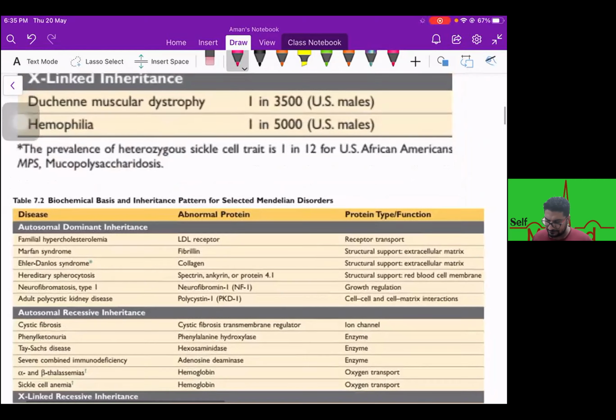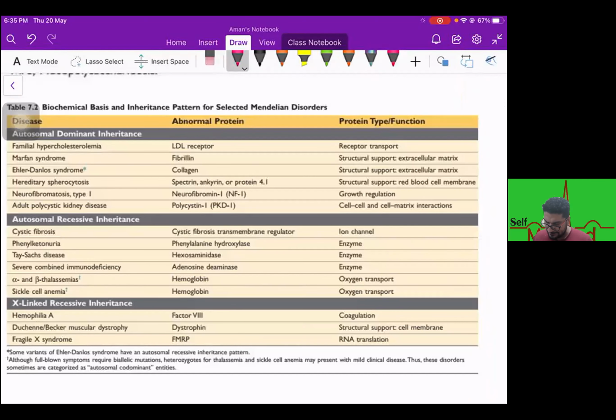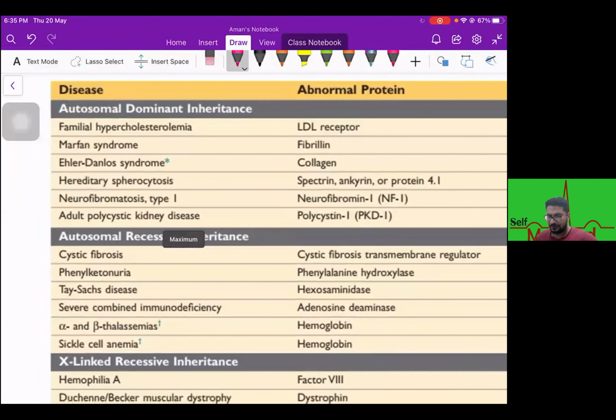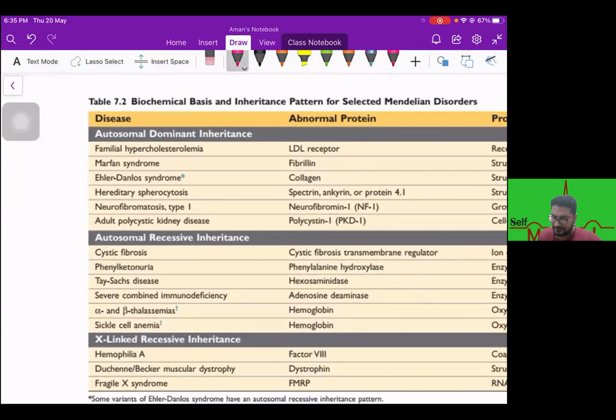Then understand this. Some chromosomes and disorders which I'm talking about. This I already discussed. Familial hypercholesterolemia is an autosomal dominant condition due to LDL receptor mutation. Marfan syndrome, here you will see fibrillin mutation. Ehlers-Danlos, you will see collagen mutation. Hereditary spherocytosis due to mainly ankyrin. It can occur due to band 3, but mainly ankyrin.